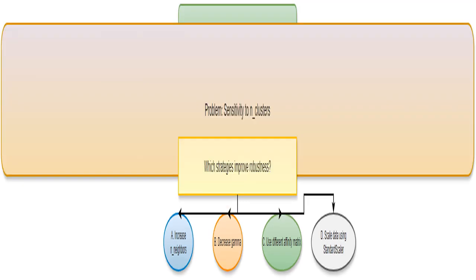The problem is that the clustering results are too sensitive to changes in n_clusters. If you change the number of clusters slightly, the entire grouping of data points shifts drastically. This indicates that the algorithm is struggling to find stable and consistent clusters. We're trying to fix this fragility.